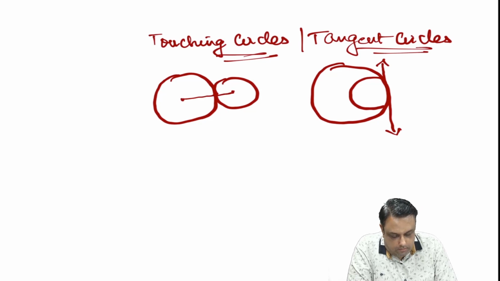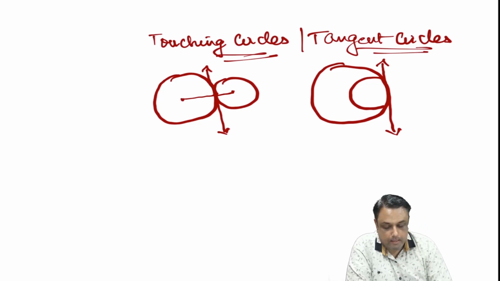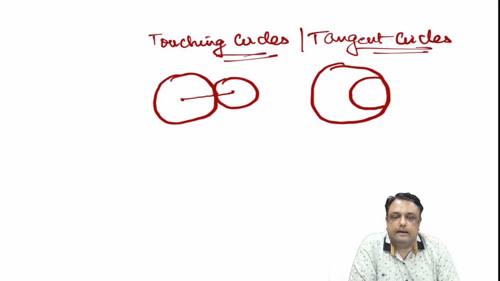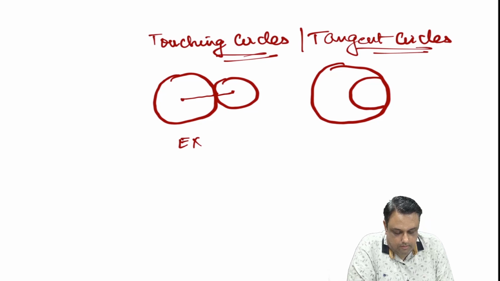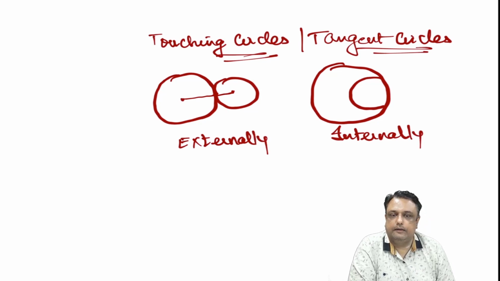If you see, you can draw one common tangent to both the circles. Yes or no? We can draw one common tangent at the point on both the circles. Now this is called a common tangent, which I am erasing now. Now whenever two circles touch each other internally or externally, now this is external and this is internal.